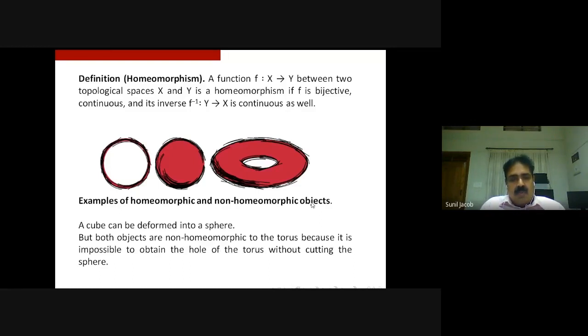Now these are some examples. A cube can be deformed into a sphere. Therefore, these two can be considered as homeomorphic. But both objects are non-homeomorphic to a torus because it is impossible to obtain a hole of the torus without cutting the sphere. There are some operations which are permissible and some operations which are non-permissible under this type of transformation. In fact, shrinking, stretching, etc. are possible, but cutting, gluing together, etc. are not possible. Therefore, if we can get one from the other under these allowable transformations, then we say they are homeomorphic.